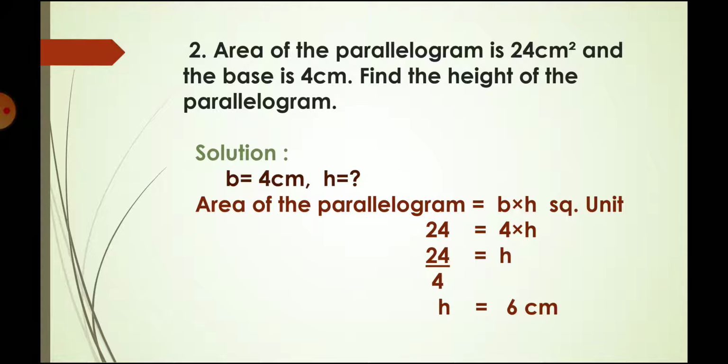Then we should find out the value of h. So we keep h on the same side, and we move the 4 to the opposite side. Here the 4 and h come together as a multiplication, so the opposite of multiplication is division. That's why the 4 goes to the opposite side as a division. So 24 divided by 4 equal to h. 1 four is 4, 6 fours are 24. So the h value is 6 centimeter.